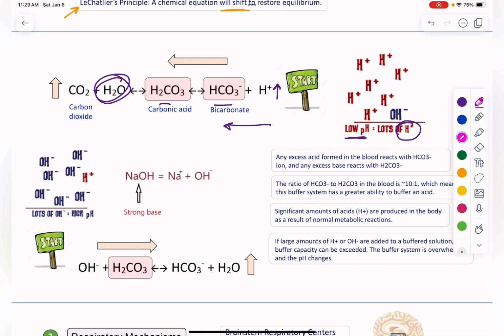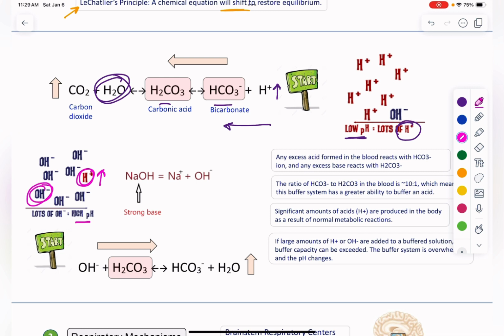Okay, what if the body fluids are too alkaline, too basic, the pH is too high? That means that we have few hydrogen ions and lots of hydroxyl ions, and so we need to increase the amount of hydrogen ions to make it more acidic, to bring it back into balance.